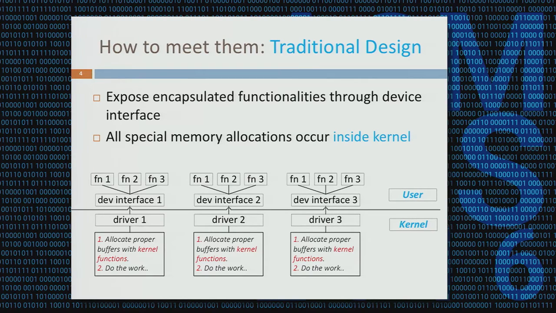A traditional design is that as long as the device needs some special memory buffer, the work is handled in its own device driver. As users, we only need to specify our high-level operations, like play some music or draw me a picture. All the other work, including the special memory allocation, is done by the device drivers inside the kernel space. So this process is totally transparent to users. This traditional design is widely used in Linux.